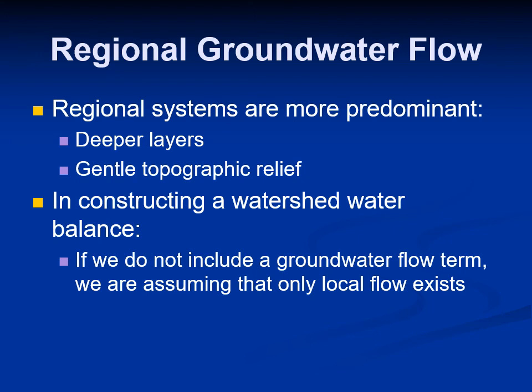Regional groundwater flow systems are more likely to occur in areas with very deep deposits and gentle topographic relief. When we construct a watershed water balance, if we do not include a groundwater loss term, we are assuming that only local groundwater flow exists.